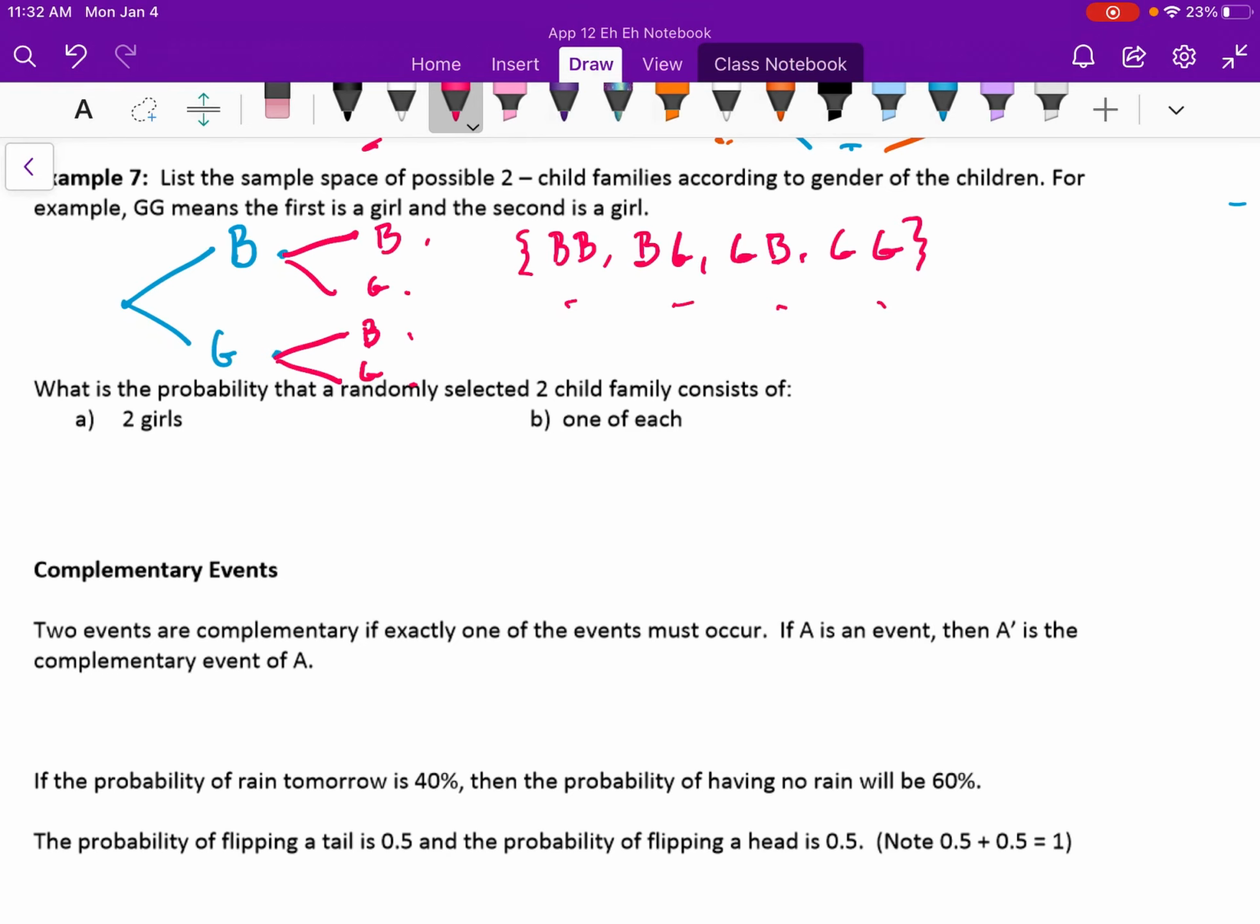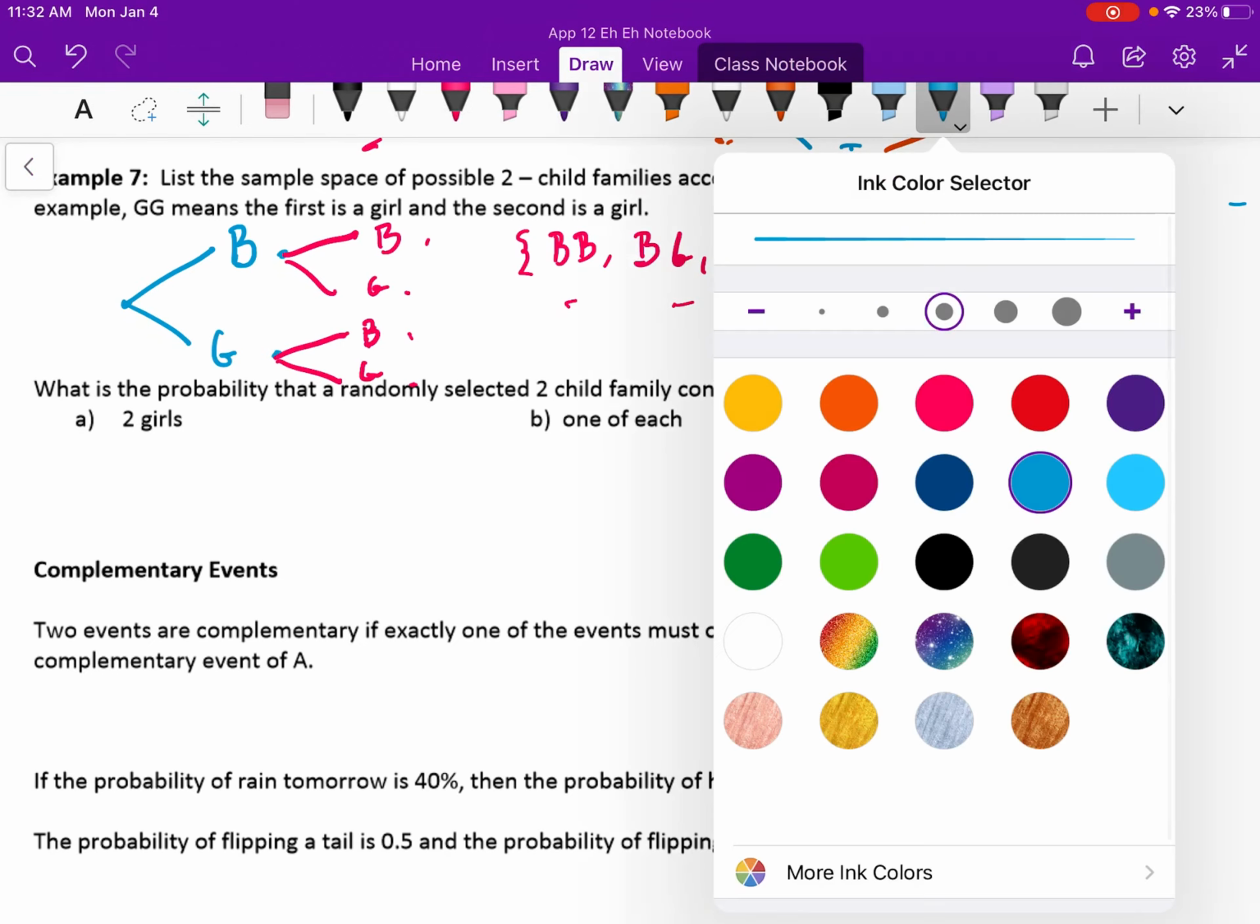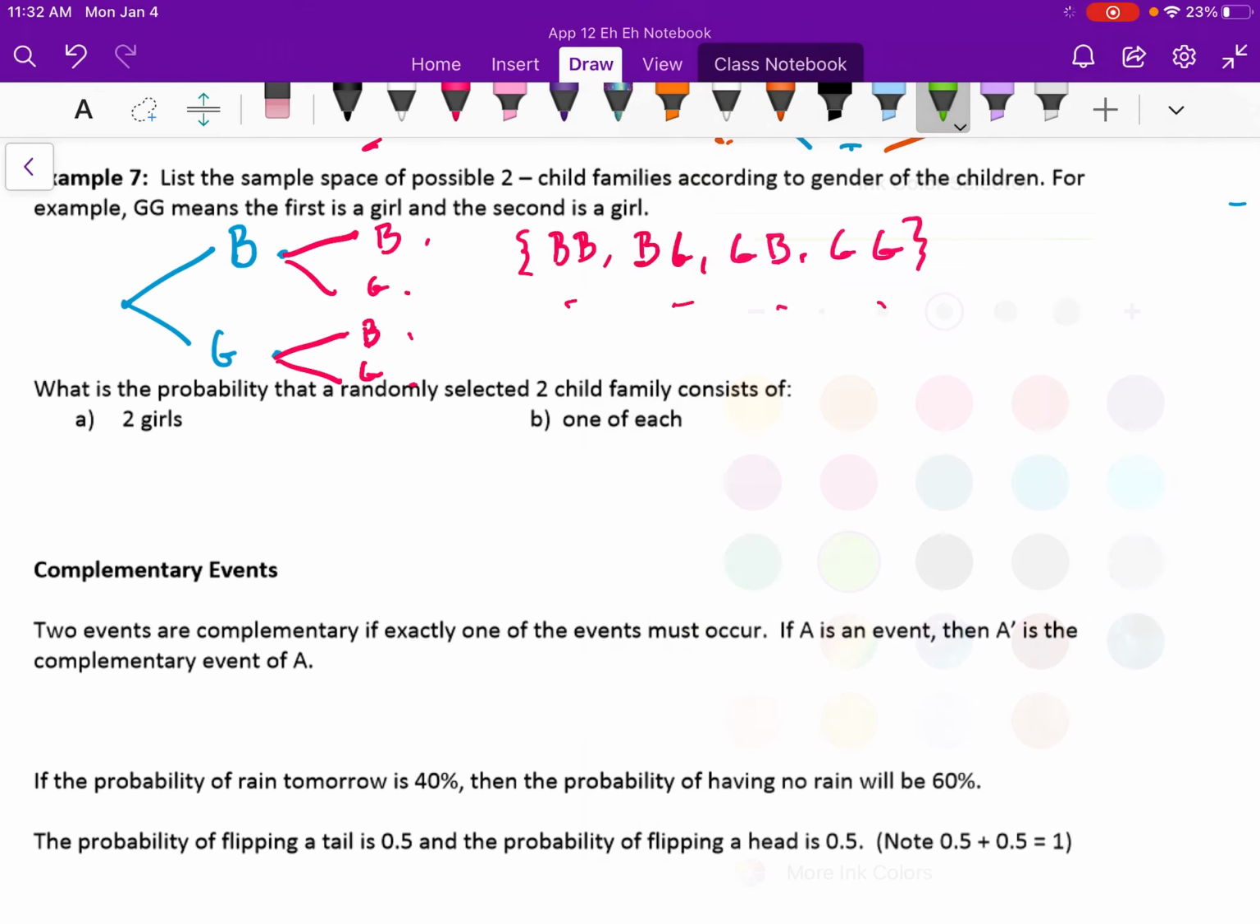So what is the probability? Now I'm just going to maybe switch to green. What is the probability that a randomly selected 2-child family consists of 2 girls? Well, we look for 2 girls. That happens once in our sample space of 4 elements. So it's 1 out of 4.